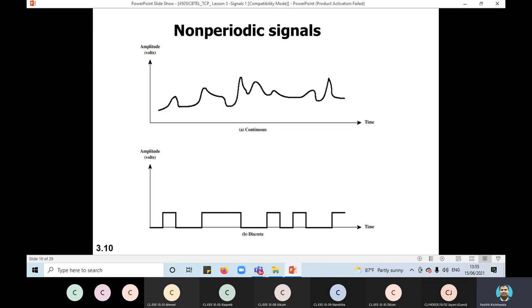Non-periodic. Now assume I shift this entire voltage variation a little bit down. What will happen?